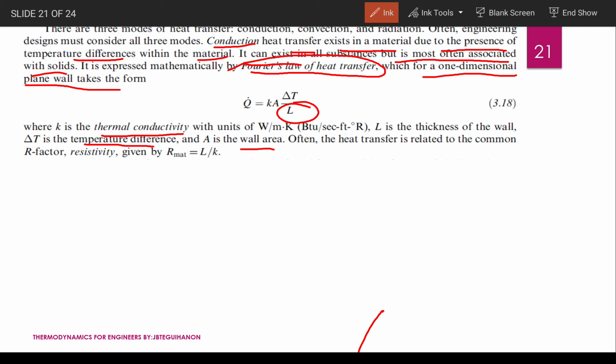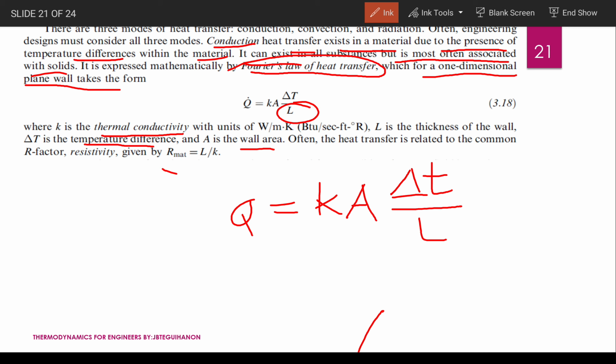So your formula is going to be like this: Q, or heat transfer due to conduction, is equal to K times A times delta T over L.